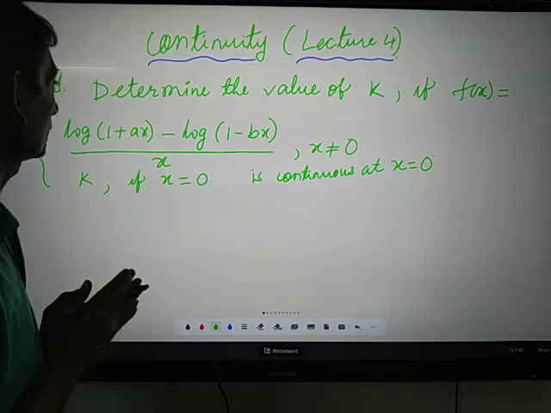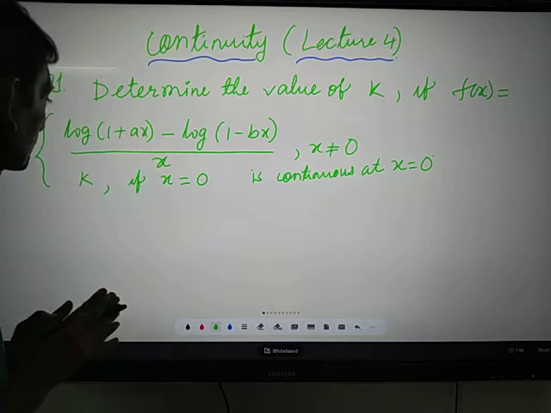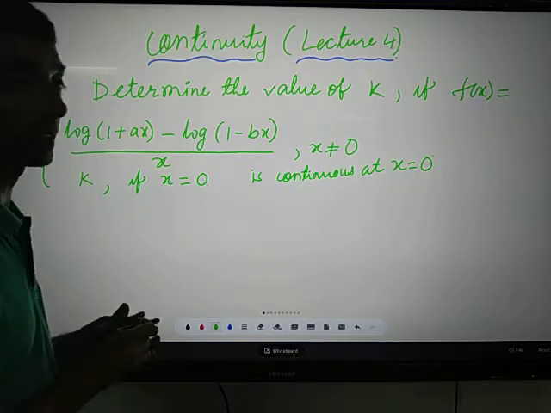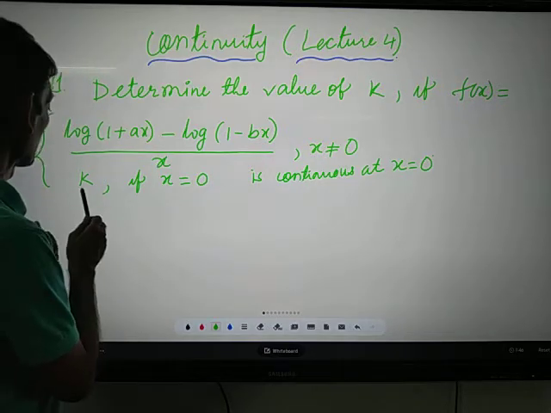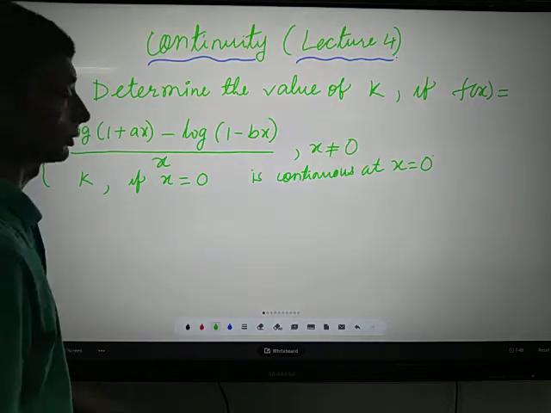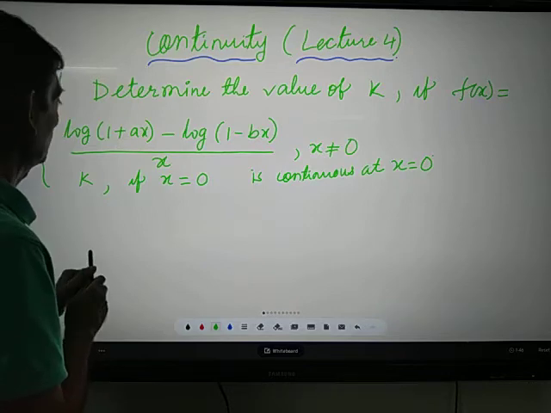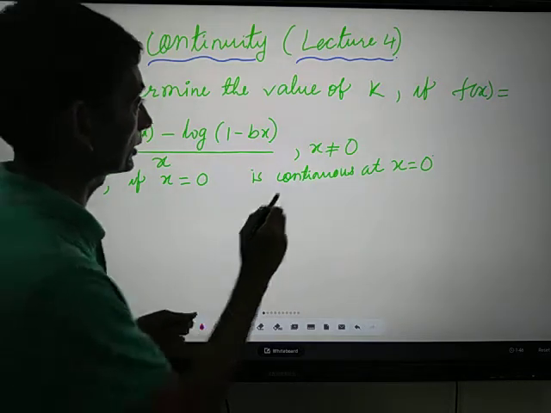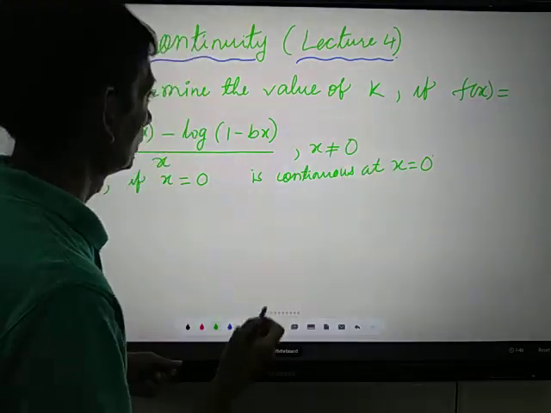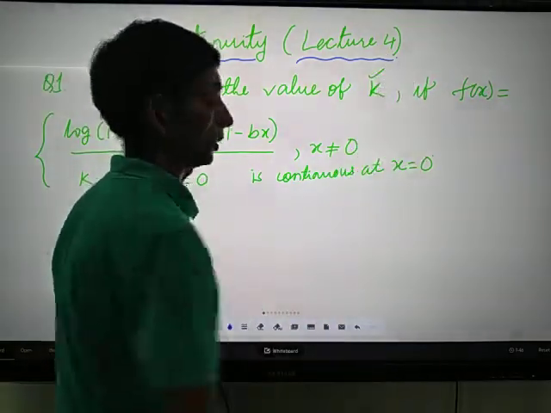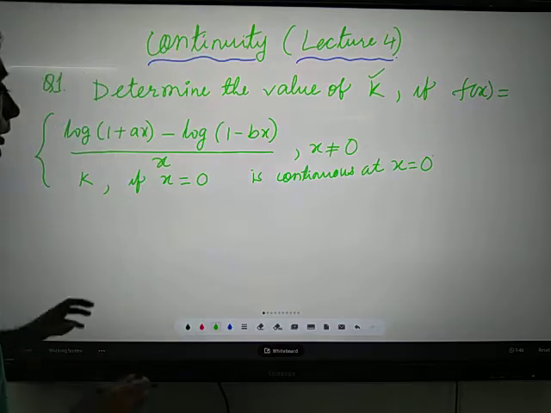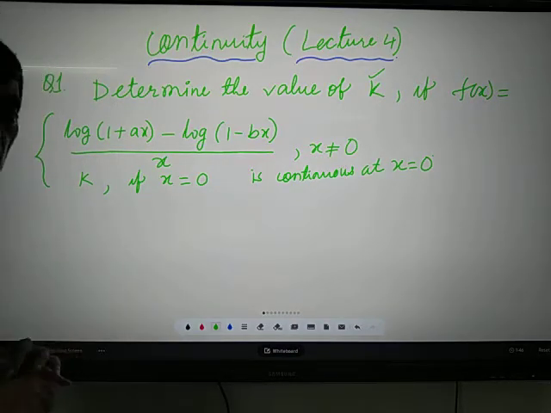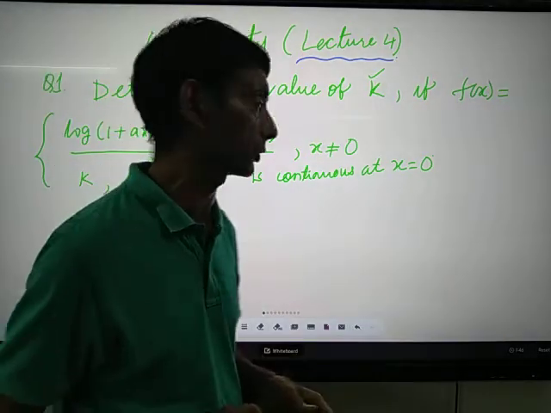What is question 1? Determine the value of k if f(x) is equal to [log(1 plus ax) minus log(1 minus bx)] by x, if x is not equal to 0, and is equal to k if x is equal to 0, and f is continuous at x equal to 0. Then we need to get the value of k. Now we know that if a function is continuous, then the left hand limit is equal to the right hand limit is equal to the functional value.